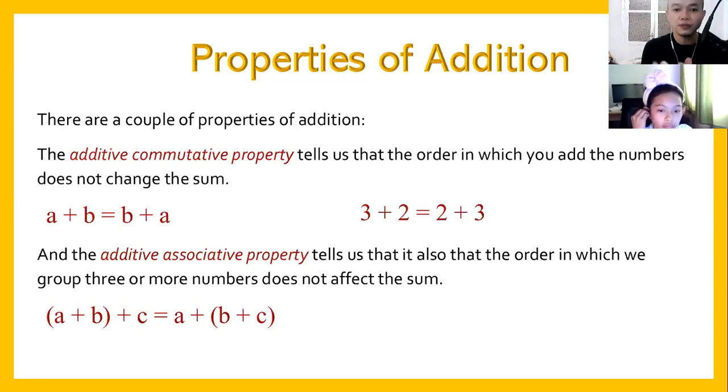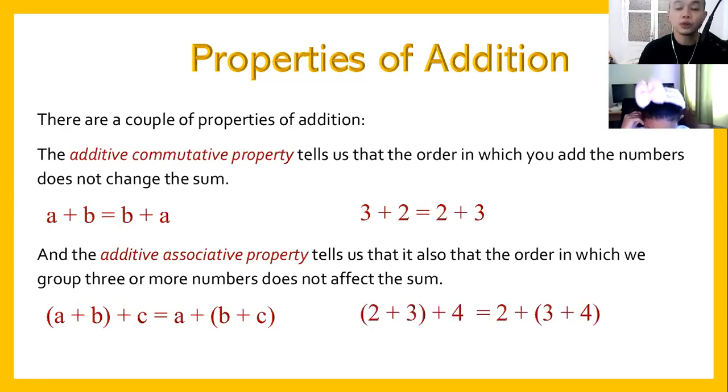Okay, so if you have a concrete example, 2 plus 3, that is 5, plus 4 equals 9, will be the same as 2 plus, when you add first 3 plus 4, 7, that will also be 9. So when you regroup the numbers, it will not change the value. It will not change the sum. It will not matter.